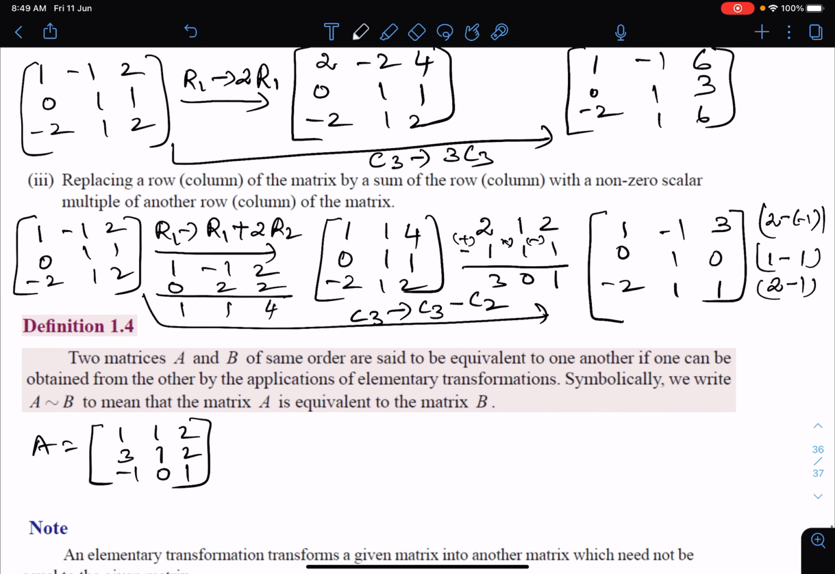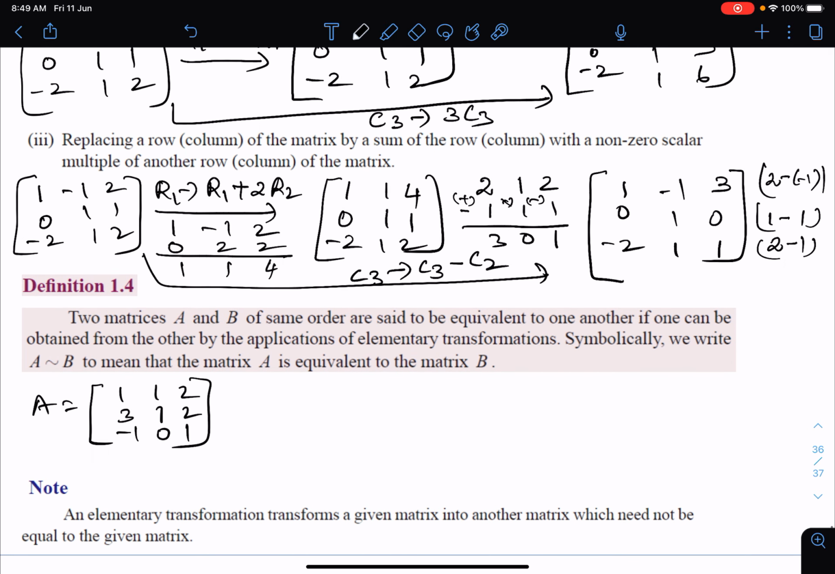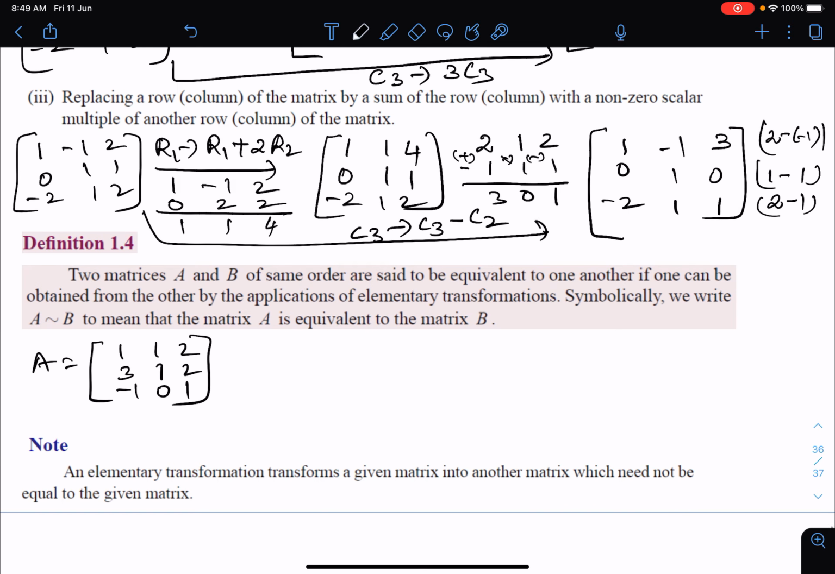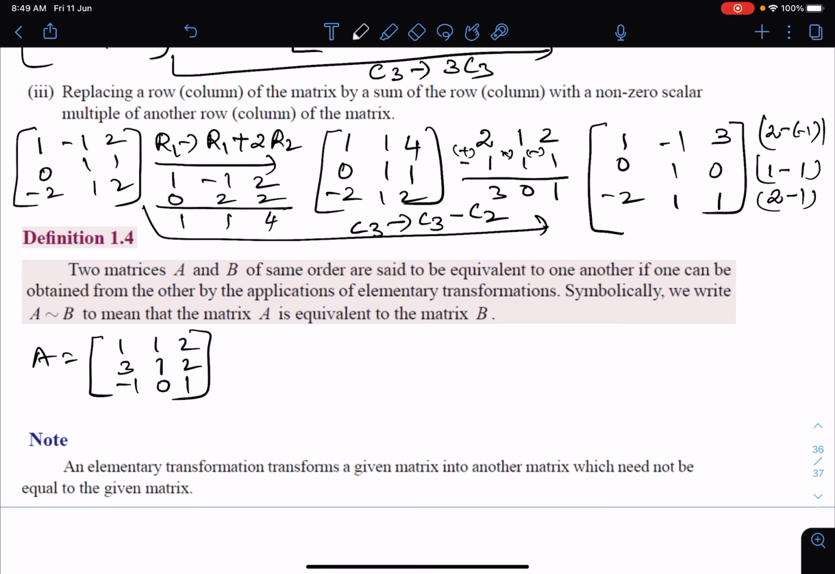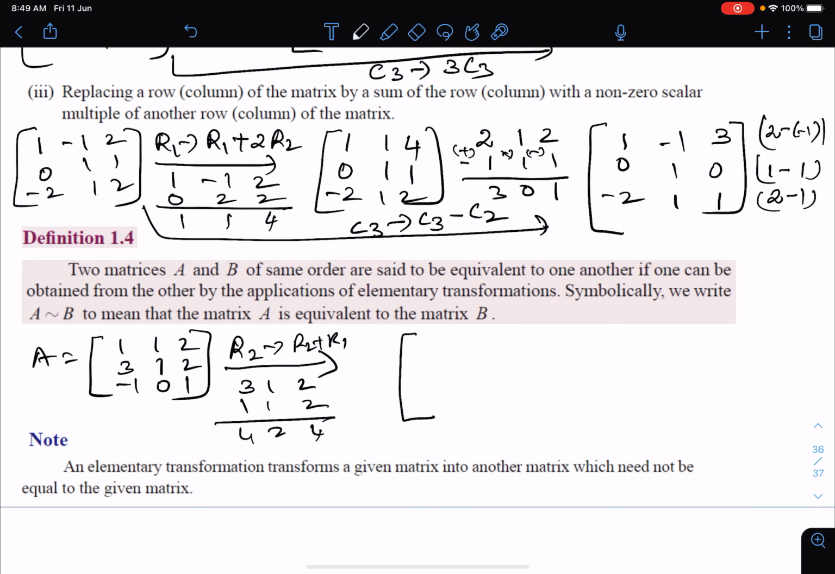Now coming to the definition: two matrices A and B of the same order are said to be equivalent to one another if one can be obtained from the other by the application of elementary transformations. Suppose you are doing R2 as R2 plus R1. What is our R2? 3, 1, 2, and our R1 is 1, 1, 2. You are adding both, so 4, 2, 4. So this is going to be our new matrix. This R1 is going to be the same and our R2 is 4, 2, 4, minus 1, 0, 1.